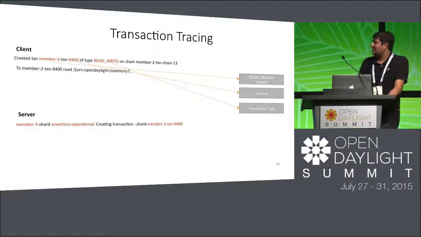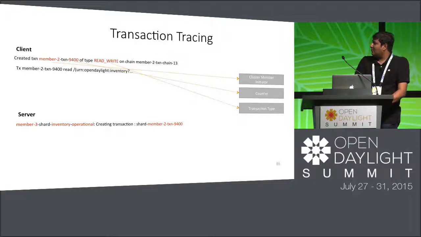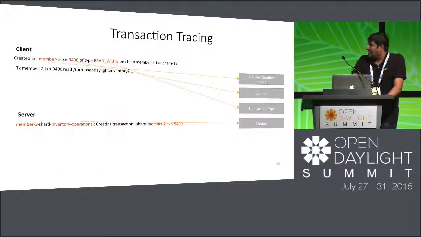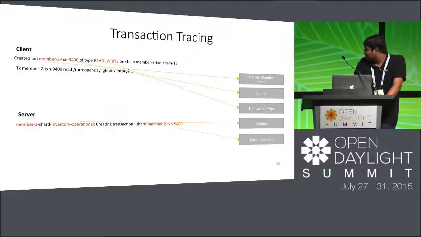Then on the server side, you'll see something like this: member 3 shard inventory operational creating transaction shard member 2. So here what we are saying is the leader, this inventory is the module, inventory operational, and member 3 is where the leader is, because otherwise this transaction creation request wouldn't have ended up over here. Create transaction always goes to the leader. That's why it ended up over here. Then you have the data store type. Well, sorry, the arrow is pointing to the wrong location.